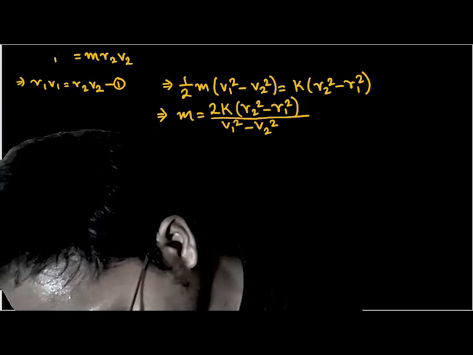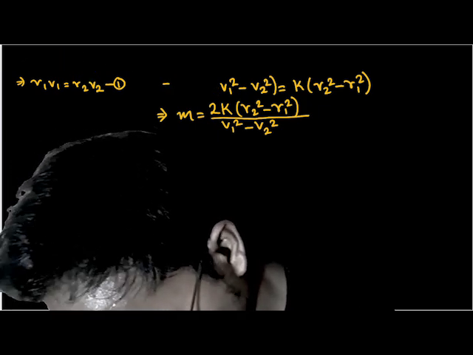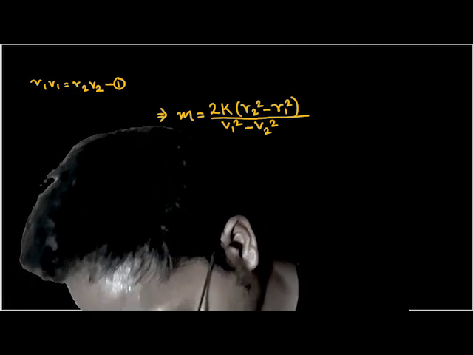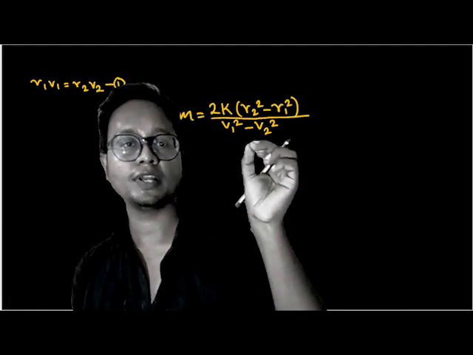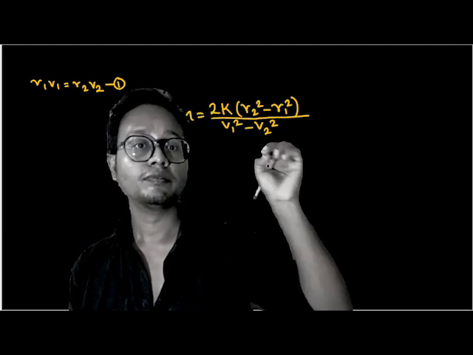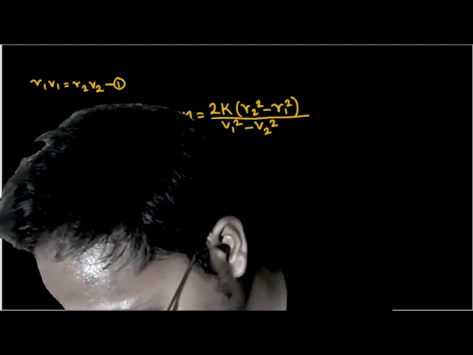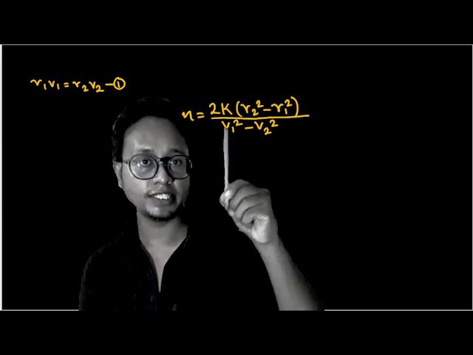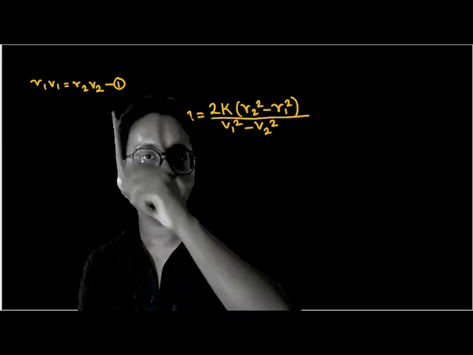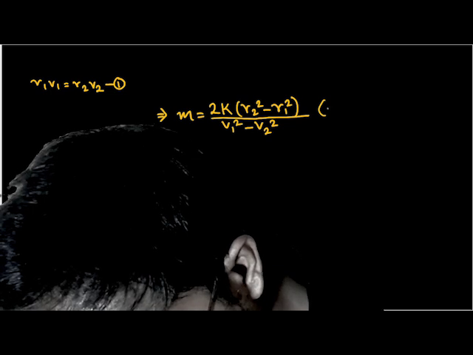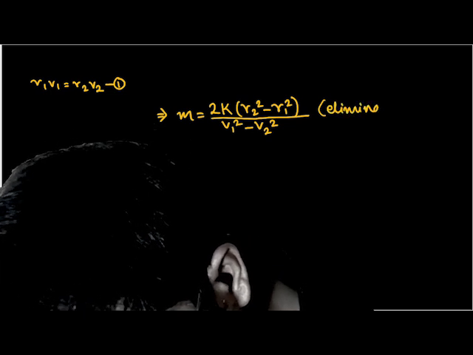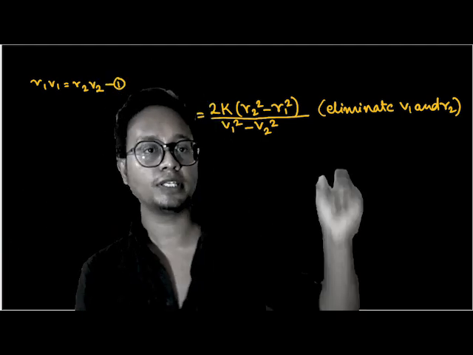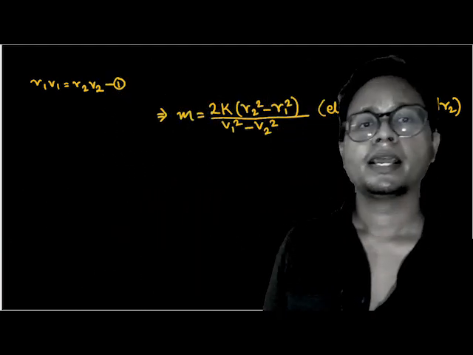Let's eliminate the unnecessary part. So this is the answer that I got, and I have to eliminate the variables v1 and r2. So v1 and r2 are not needed. From this answer, I have to eliminate v1 and r2. This is not needed in the answer. Fair and fine. And how do I do that?